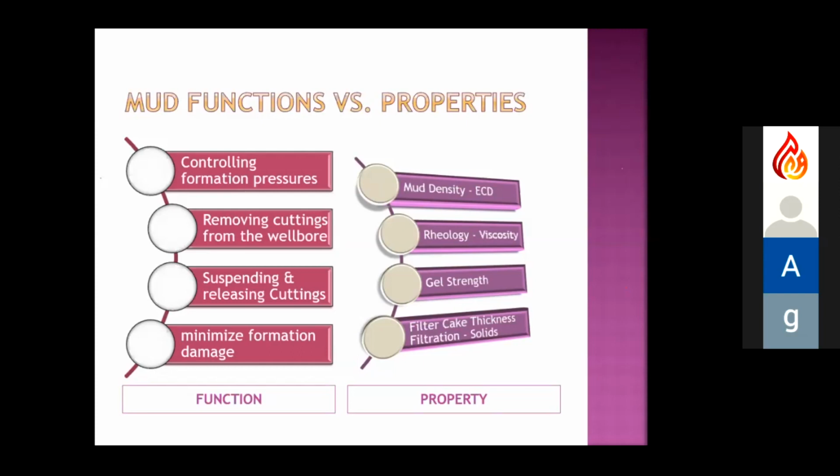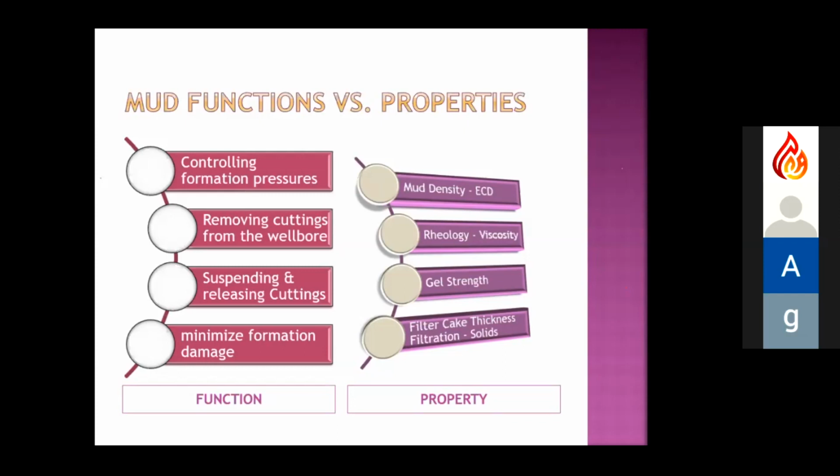We check mud density with a mud balance, and you will find it in units of ppg, pounds per gallon, or specific gravity, SG, or sometimes pcf, pounds per cubic foot. Some clients also work with kPa per meter, kilopascal per meter. But the common ones are ppg and SG.